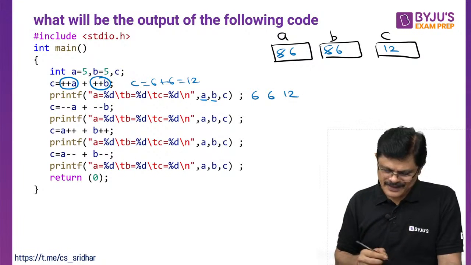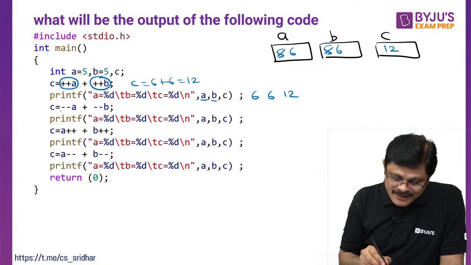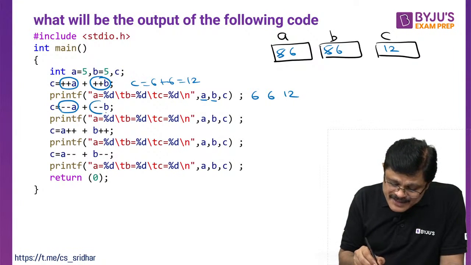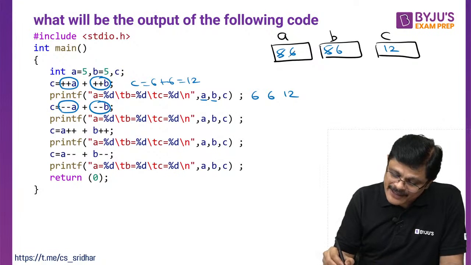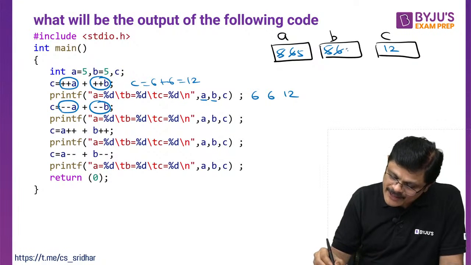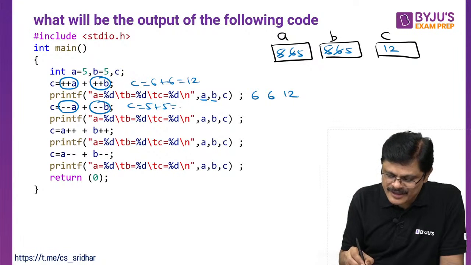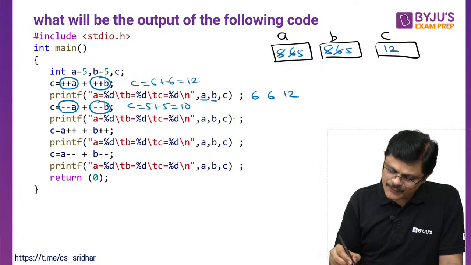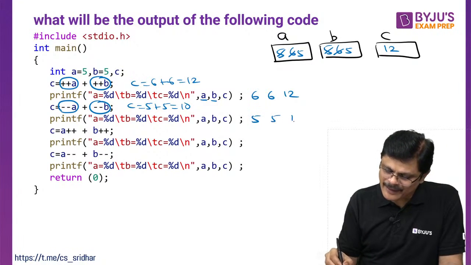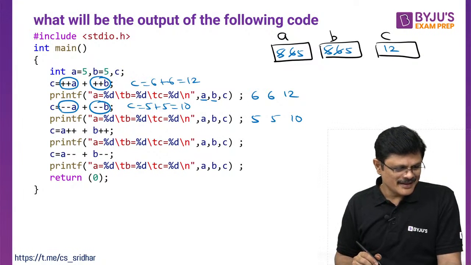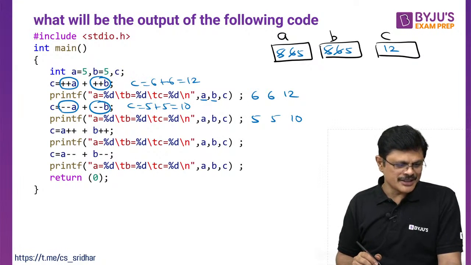Super, super. Now in the next case, first decremented, that is A value decremented to 5, B value also decremented to 5 and that is added in C, 5 plus 5 which is 10. So here you get 5, 5 and 10. 6, 6, super, super Tenmoji, super.